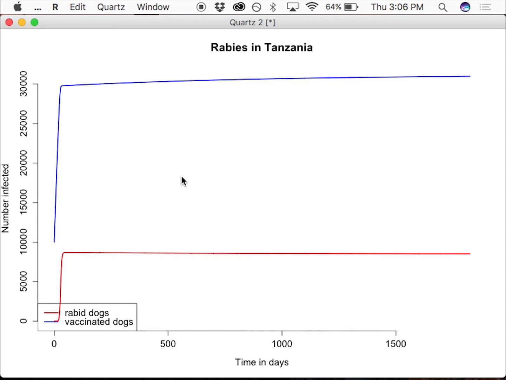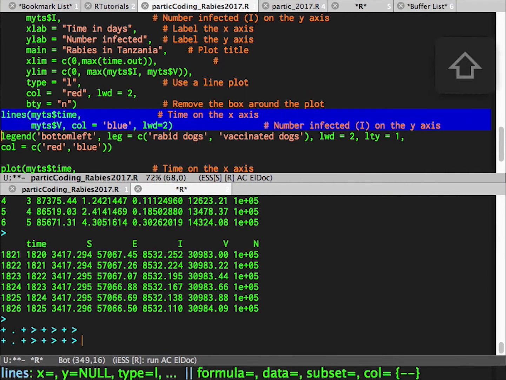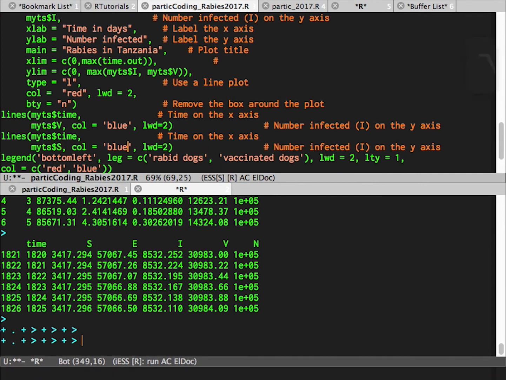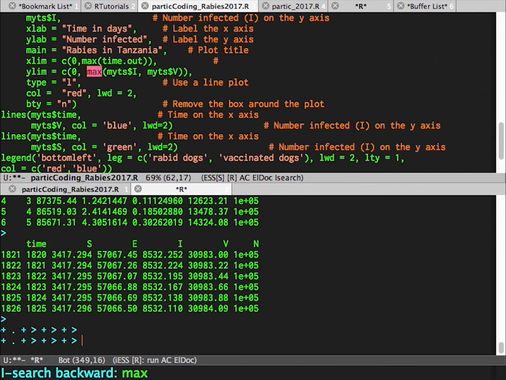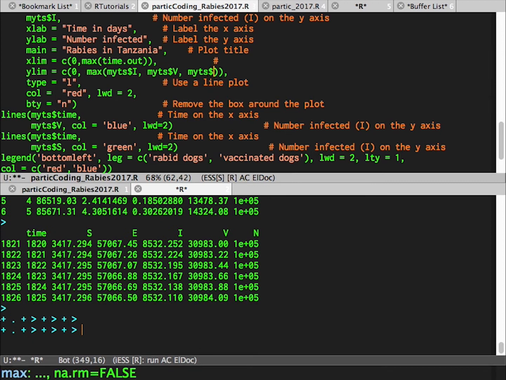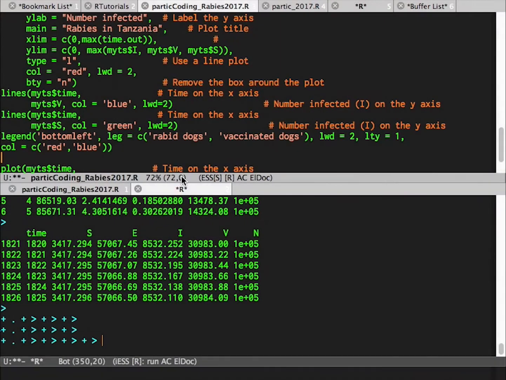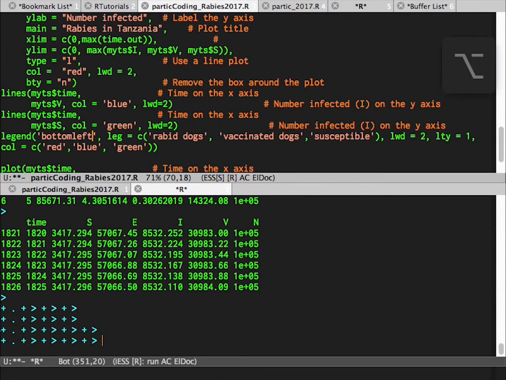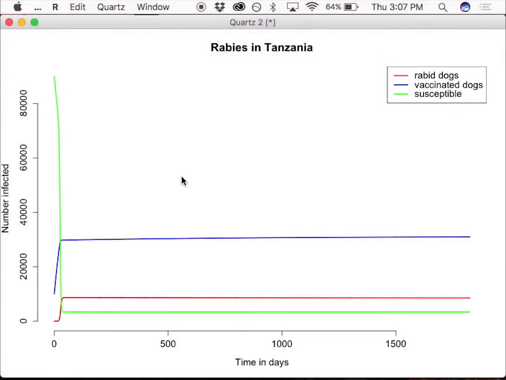But we have a lot of vaccinated dogs. We haven't looked at S this whole time, right? Maybe we should start looking at that a little bit too. What color should S be? Oh, legend. Let's move that to the top. Okay.